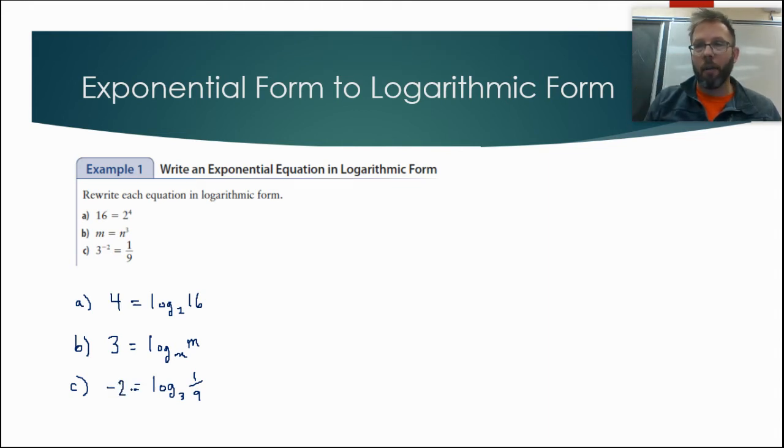All right. And so please, when it comes to practice, do each one of these that you can just to get more experience converting to log form. All right, let's continue.